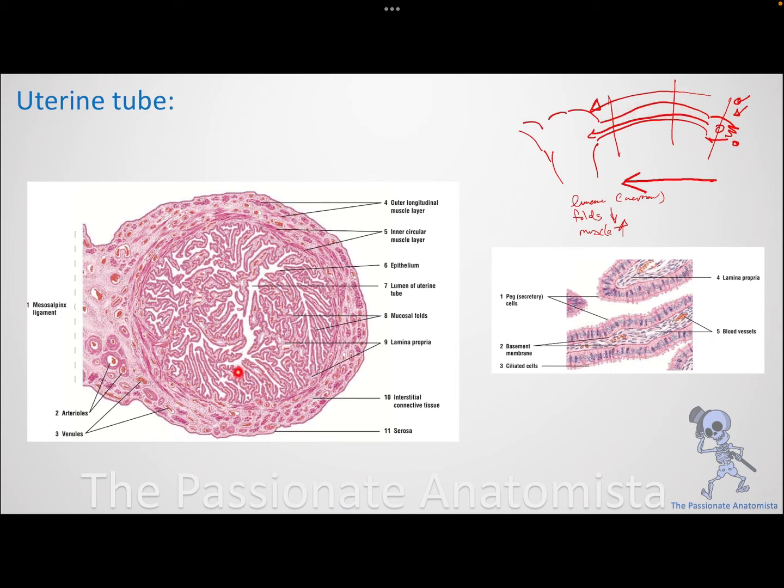So here you have the mucosal folds in the lumen, and then you have the muscular walls outside. So you have inner circular, outer longitudinal, and then in the mesosalpinx, the connective tissue all around you. You have the blood vessels, lymphatics, arterioles, venules, and everything outside you.